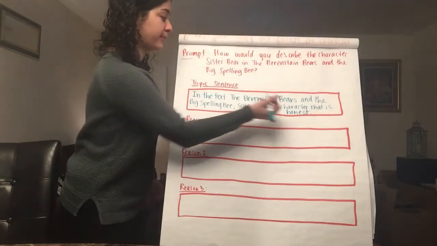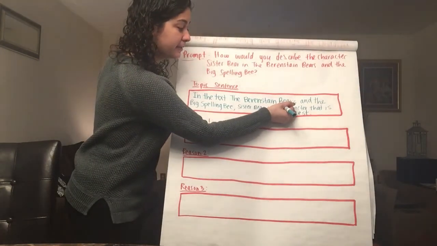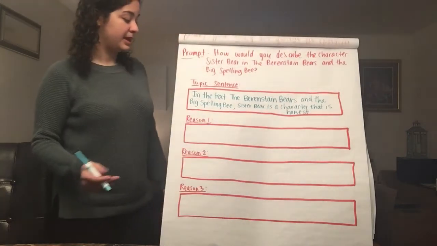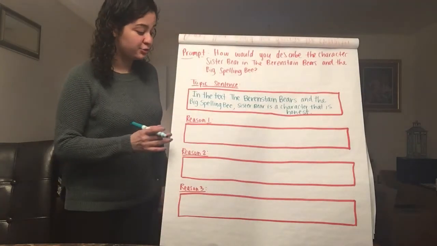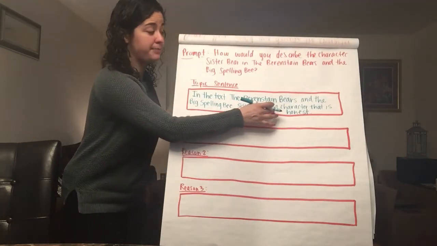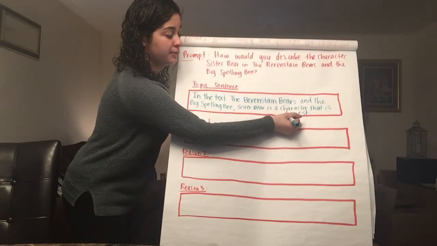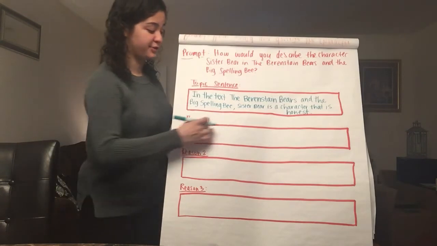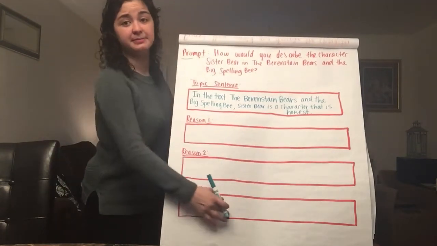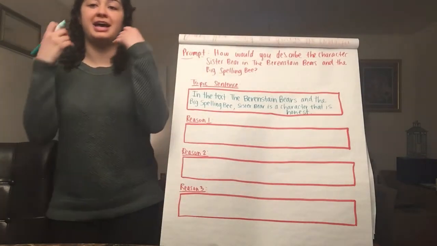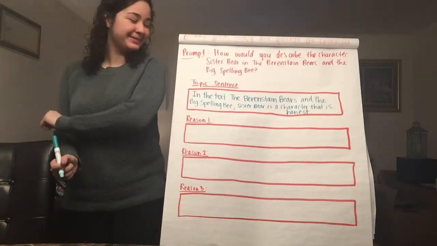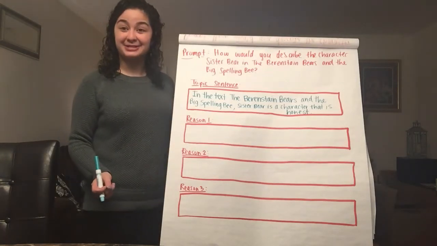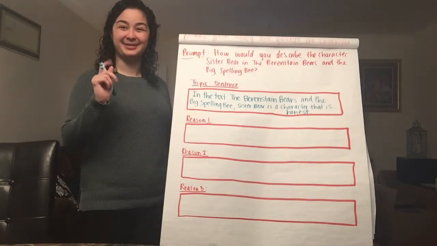Now, remember, when I write my evidence, it is going to prove that this character is this way. These are not going to be full sentences in my plan because I'm going to do that in my actual writing. All right, now it's time to look for the evidence. Here we go.